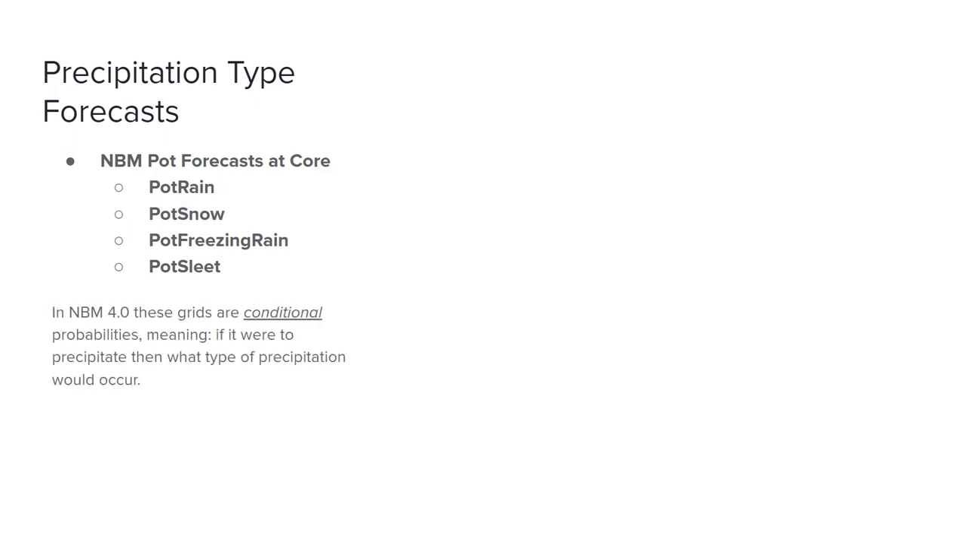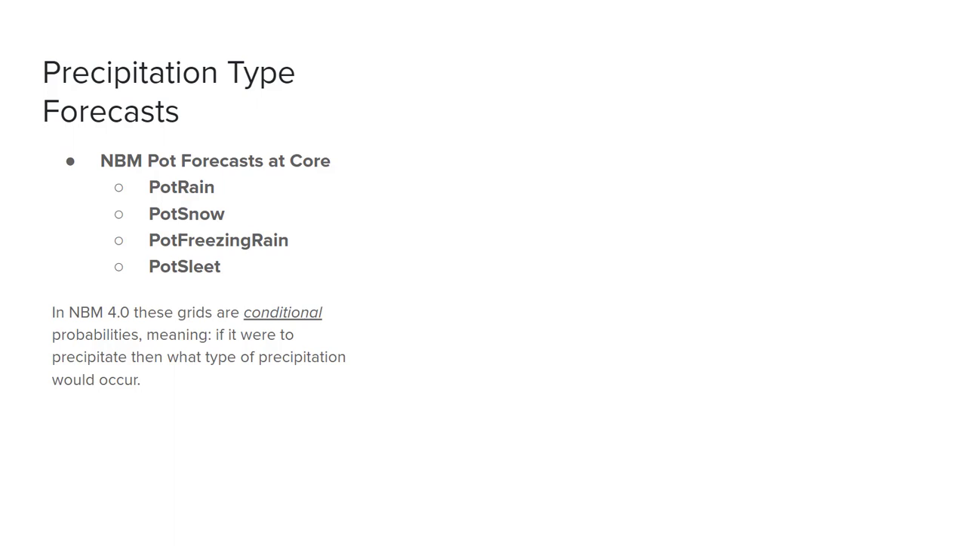The precipitation type forecasts from the NBM are called probability of weather type grids, or POT grids. There's one for each type: POT rain, POT snow, POT freezing rain, and POT sleet. In NBM 4.0 and in previous versions of the NBM, these grids were conditional probabilities, meaning that if it were to precipitate, then the chance of that precipitation being that precip type is given by the value of that grid.